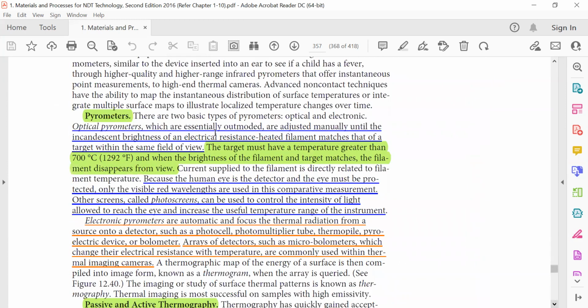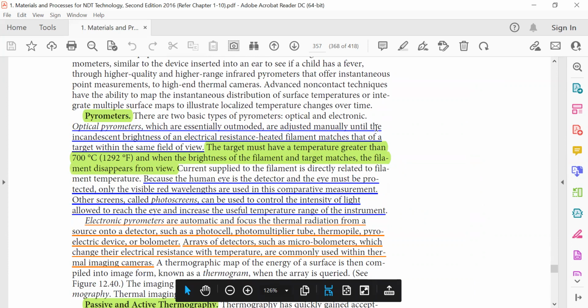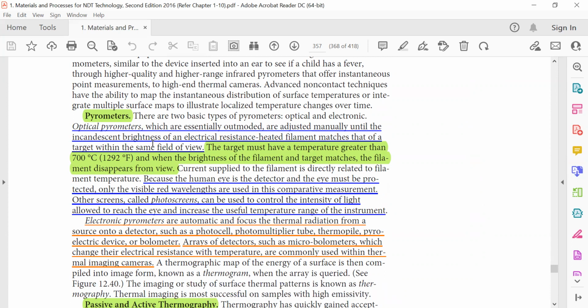So the optical pyrometer is adjusted manually until the incandescent brightness of the electrical resistance heated filament matches that of a target within the same field of view. So there is a filament, you just match it. The color of the filament should match. The target must be at a temperature greater than 700 degrees centigrade so that you can see the color. Otherwise, below that, there is no color. And when the brightness of the filament and target match, the filament disappears from the view. About disappears, so it is totally matching.